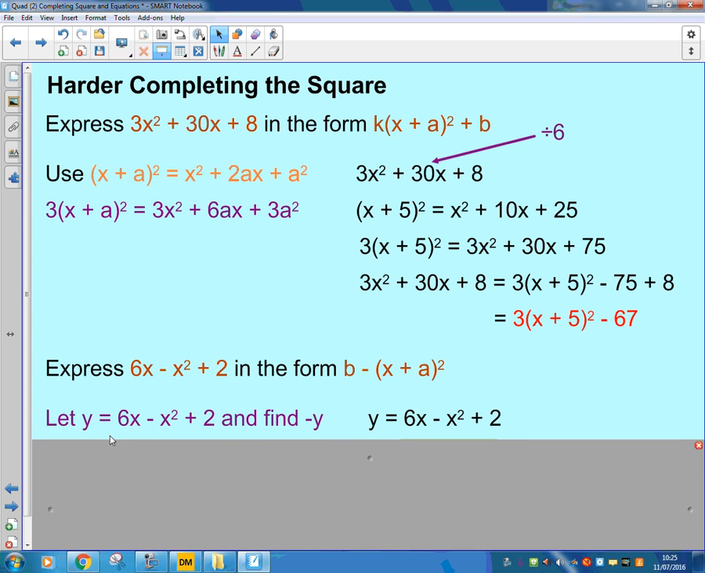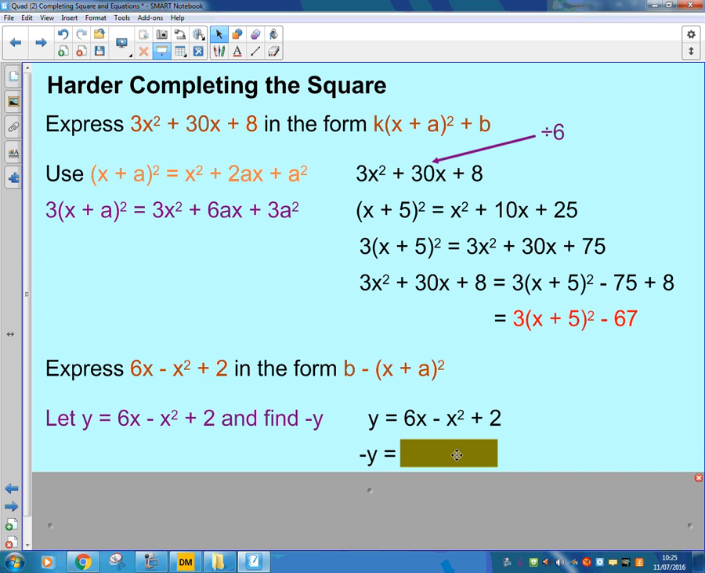We let y be equal to 6x minus x squared plus 2. And then we find minus y. Now by doing that, we're going to turn it round so we get a plus x squared. It's easier to deal with. Minus y, we change all the signs. It'll be minus 6x plus x squared minus 2. So that's turned to a minus 6x, back to a plus x squared, back to a minus 2.